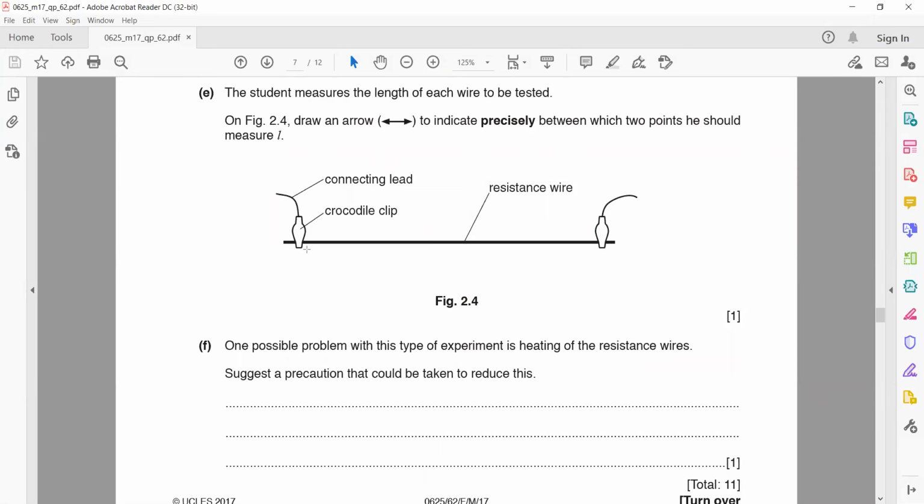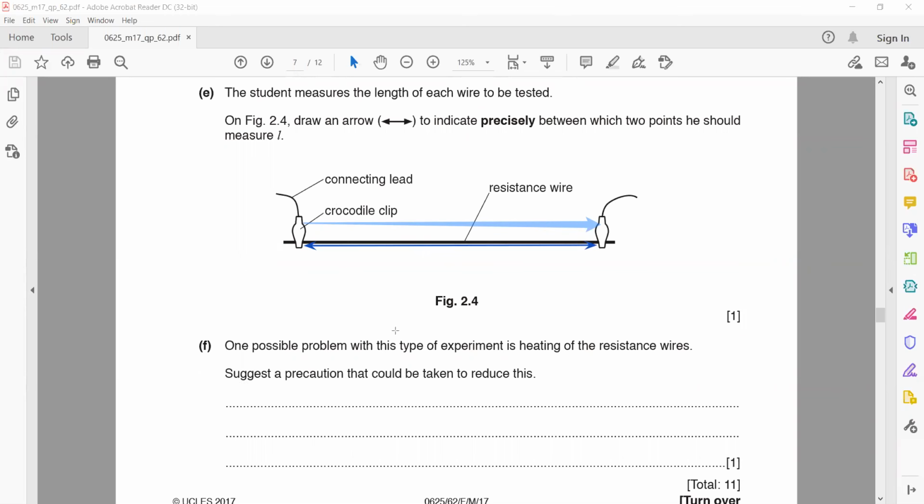Normally when we use a crocodile clip, we should measure the length from inside, not till the far inside edges of the crocodile clip. The next part, when you draw, because we want to measure the length of the wire, it should be closer to the wire and next to the inside part of the crocodile clip, which we can measure as the length of wire used for the experiment.